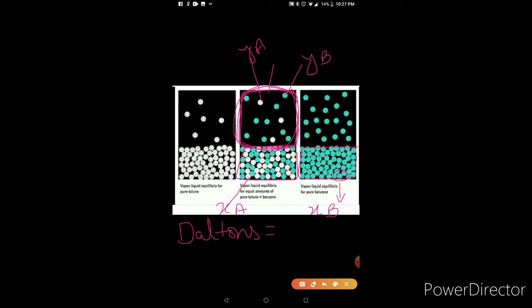So what did Dalton say? That the mole fraction of any component in the gaseous phase is equal to the partial pressure of that particular gas divided by the total pressure in the gaseous phase. Similarly, YB will also become the partial pressure of the B component in the gaseous phase divided by the total pressure of gas in the vapor phase.